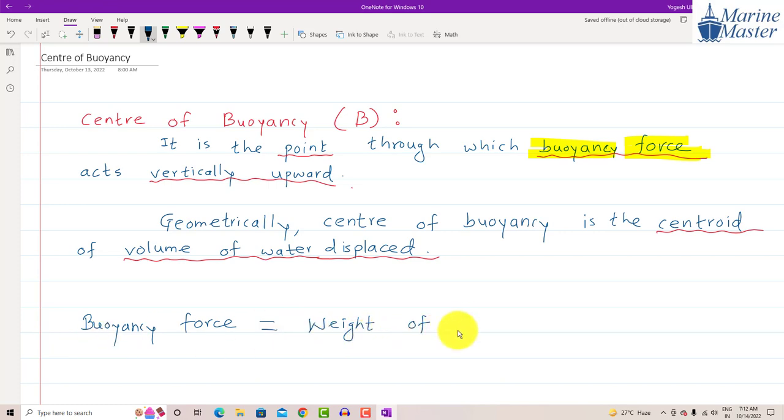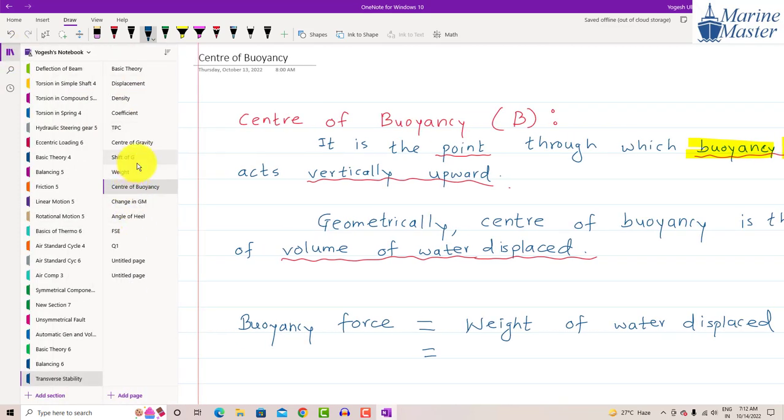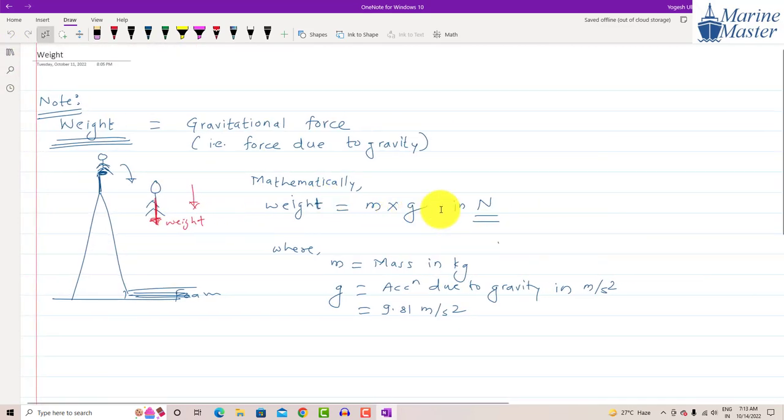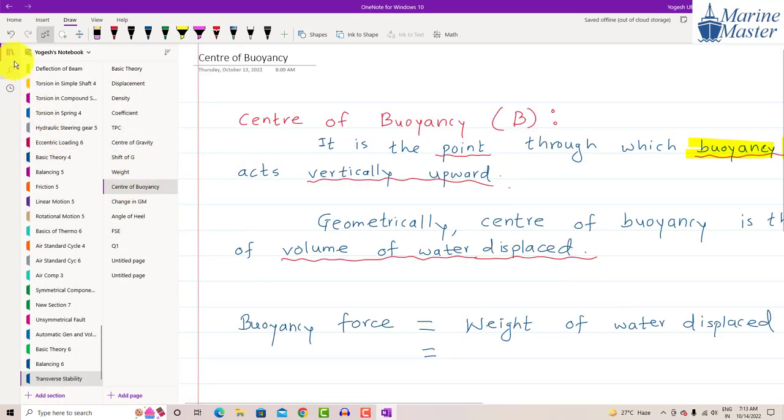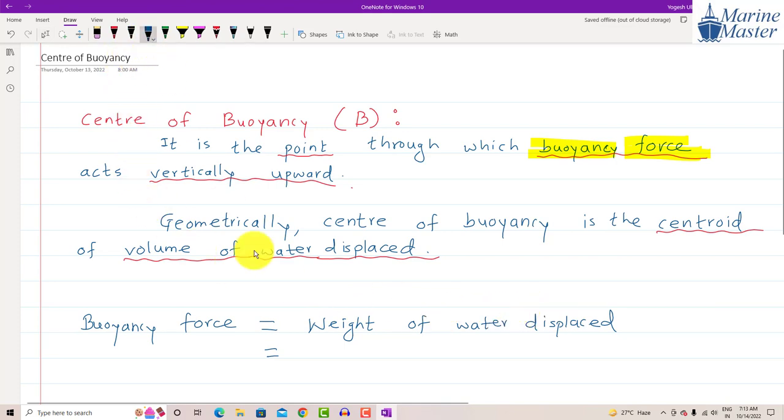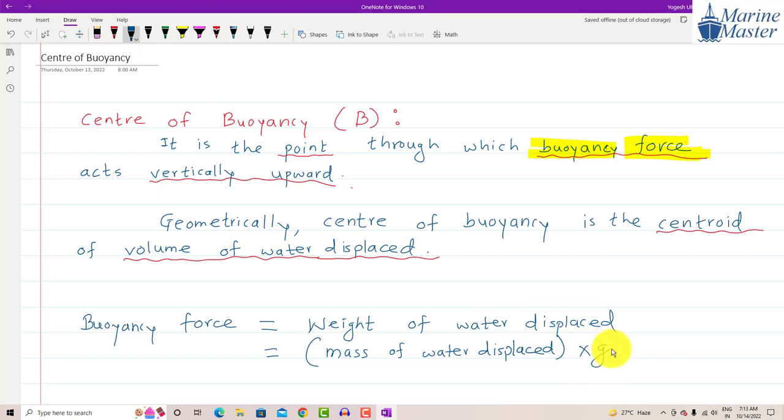Mathematically, buoyancy force is equal to the weight of water displaced. And weight means m into g, if you remember our discussion from the last point. So weight of water displaced means the mass of water displaced multiplied by g. We have studied what is meant by water displaced in the basic theory of this chapter.